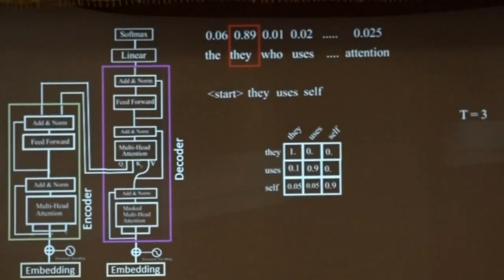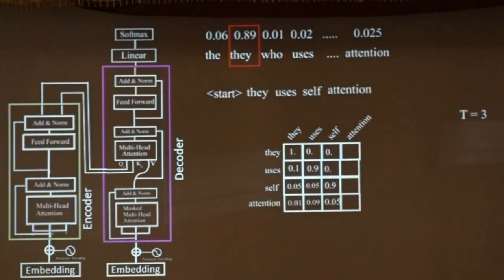Okay. So next, at time step t equal to 3, those 3 will be fed and attention generates the next word. And at the next time step, all these 3 were given and it ended with the ending token. This is how the self-attention mechanism works in transformers.